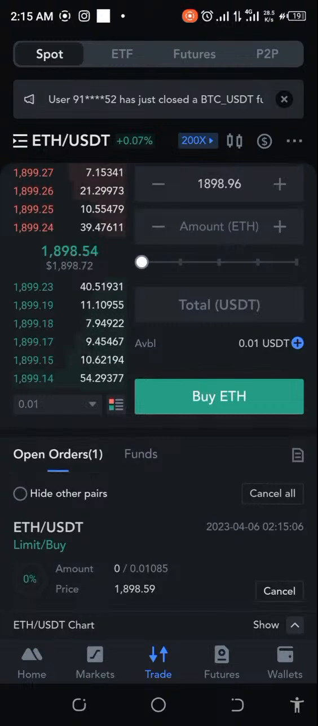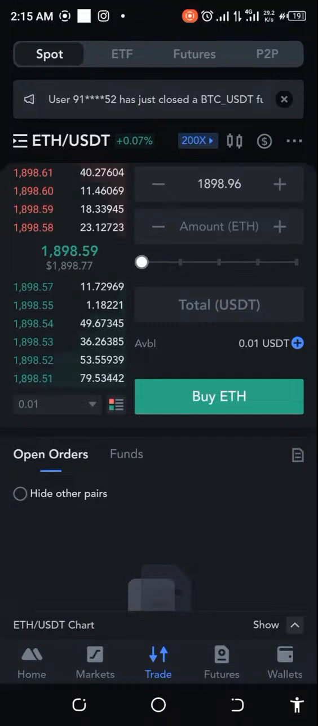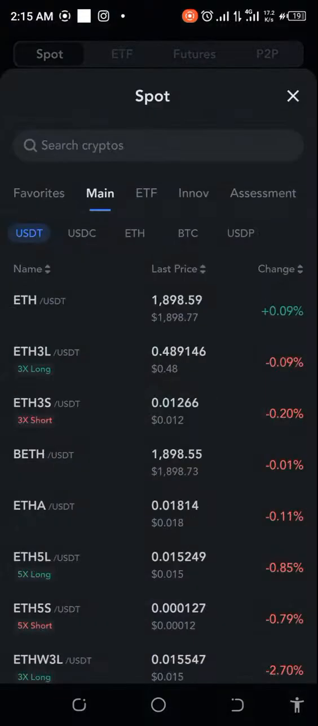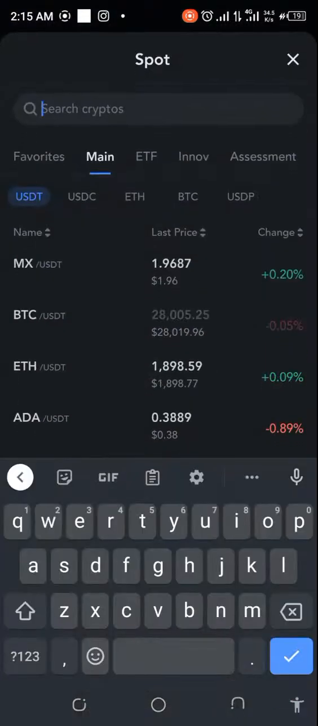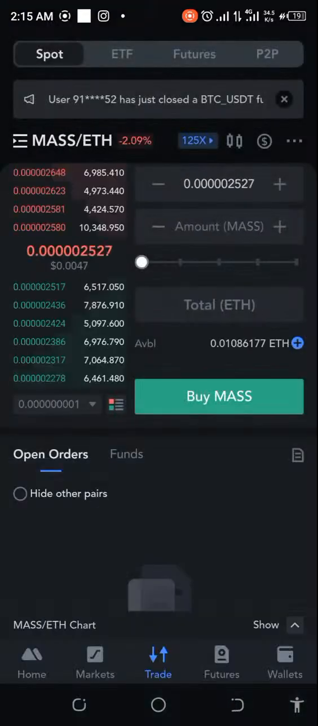Why are we in the queue? I thought, oh good, it sold. It sold immediately. Okay, so now that it's sold immediately, let's quickly go over to our mass ETH. Okay, mass ETH. That's what we want to buy right now.